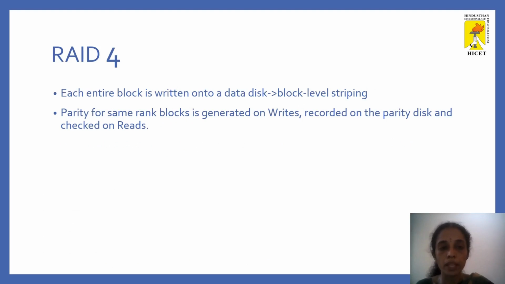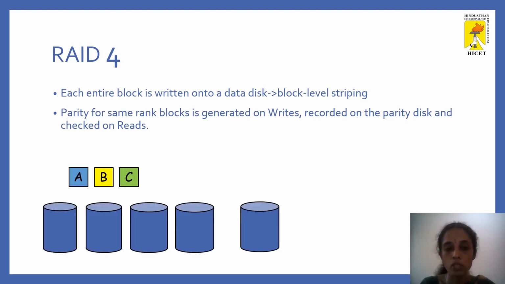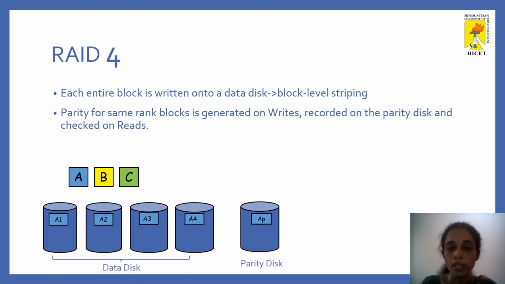Next level is RAID 4. In RAID 4, each entire block is written onto a data disk, block level striping. Parity for same rank blocks is generated on writes, and you have a parity disk where it is recorded. It is similar to RAID 3, but here you have block level striping. Instead of bytes, you will have block level striping. So it works similar to RAID 3.